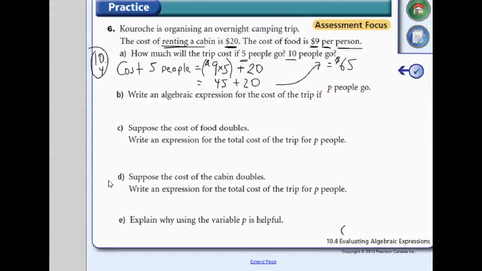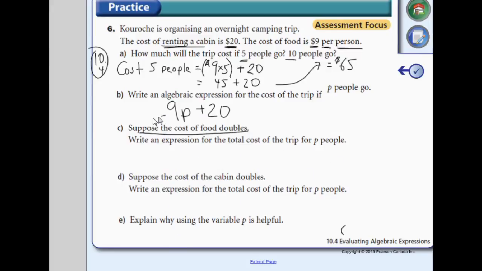So here we are for question C. Back to B, first of all, we found out that the expression was going to be 9 times the number of people plus 20. It's very, very simple. Now it says, suppose the cost of food doubles. What's the expression for the total cost of the trip?